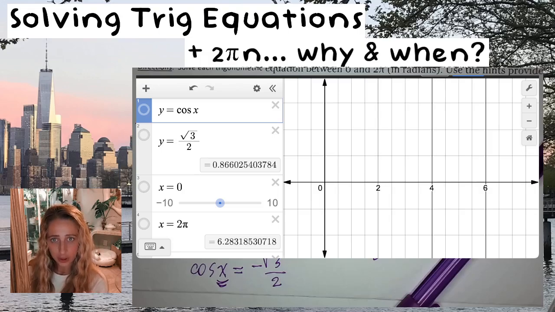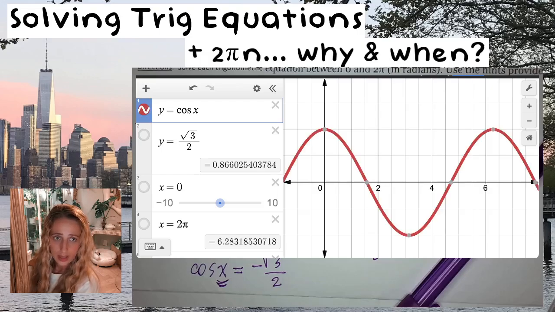If you see the first line, I wrote y equals cosine x. If I graph that, even though maybe you didn't learn how to graph cosine yet, it's going to look like that. I just turned that on right there. It's the red graph. And this is cosine of 0. The answer is 1, where I'm clicking.